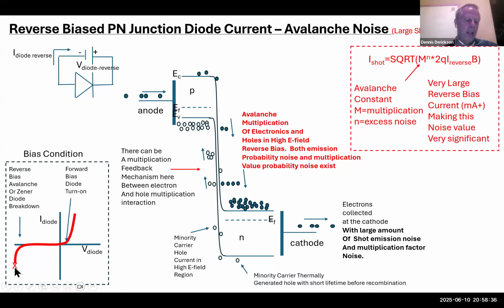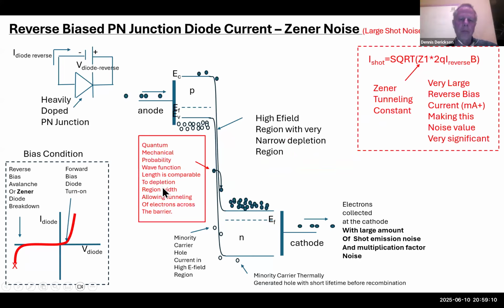So we're biased here in avalanche breakdown. We get these multiplications of both electron numbers and hole numbers, and we'll get a large amount of shot noise, a very noisy kind of environment. In fact, avalanche noise, as we'll see shortly in the measurement segment of this presentation, is a really noisy process. If you want to generate a lot of noise, go into avalanche mode, and that is quite a good noise generator. In this bias right here, in reverse breakdown, there's another mechanism which is called Zener noise.